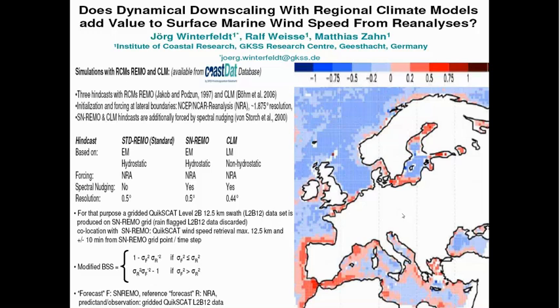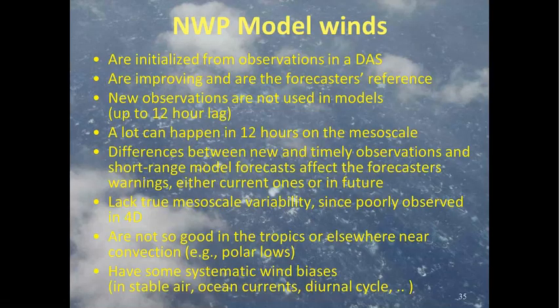If you look at NWP model winds, they are initialized from the observation data assimilation system. They are improving the forecaster's reference.